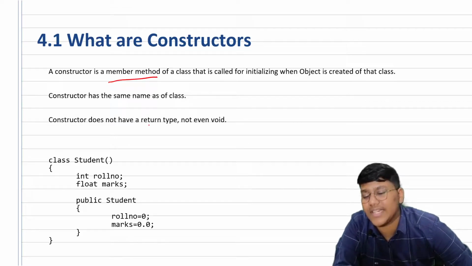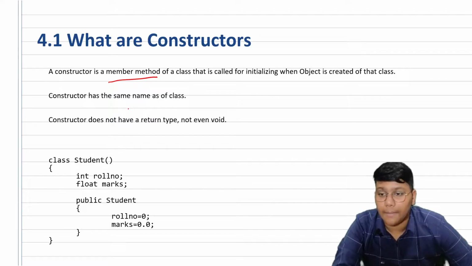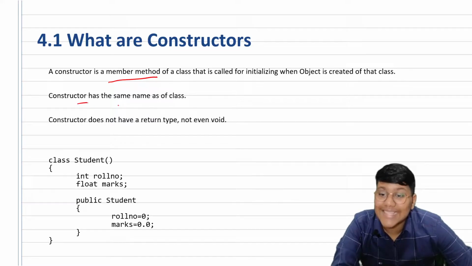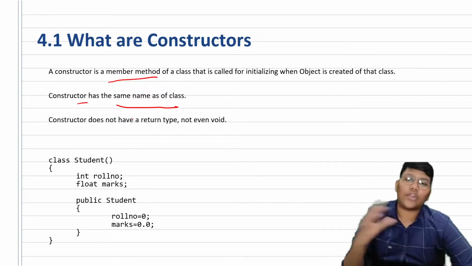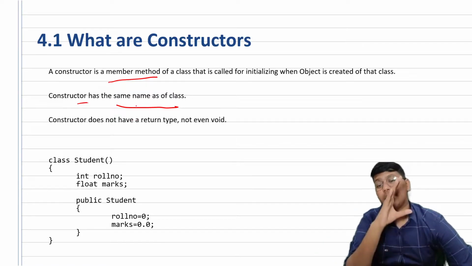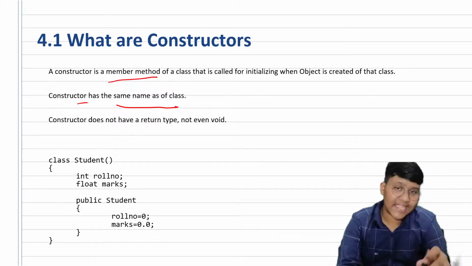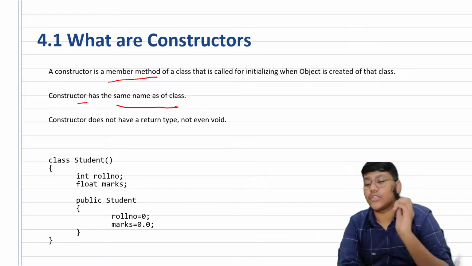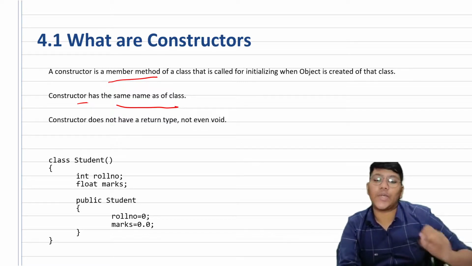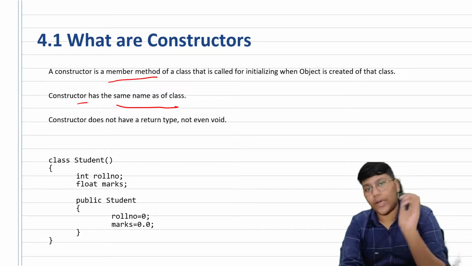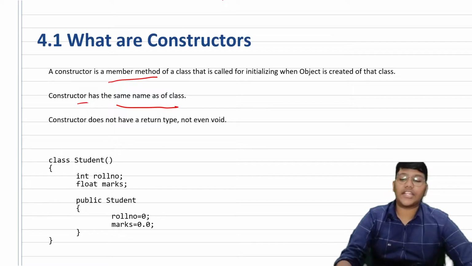But how does it differentiate from a method, and why is it called a constructor? Because a constructor has the same name as the class. We cannot write the same name for a method and a class; it will not run, that will be an error. But a constructor has the same name as the class to identify that it is a constructor. Also, a constructor does not have a return type, not even void. It is just required to initialize an object. Only one aim in life, initialize an object. So it does not have a return type.